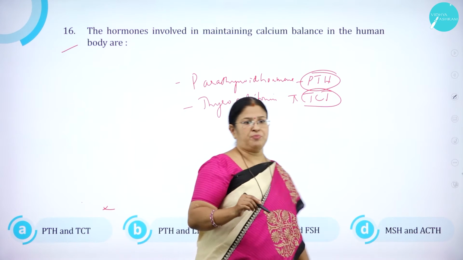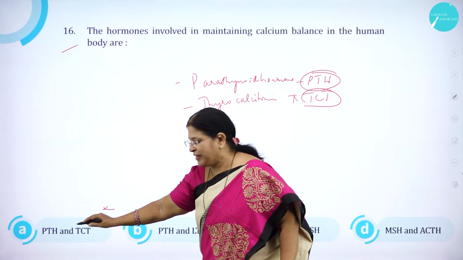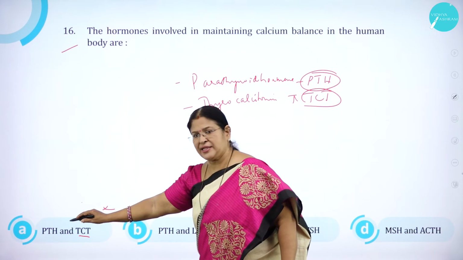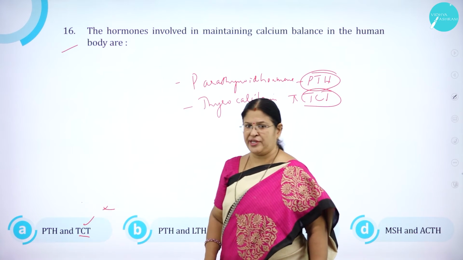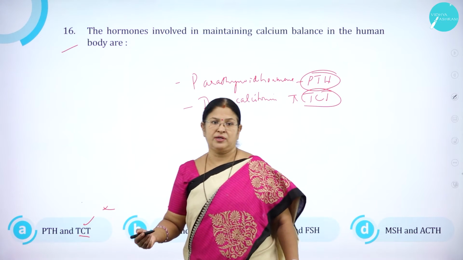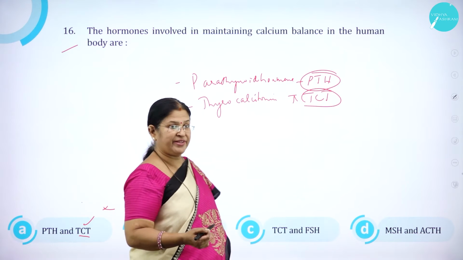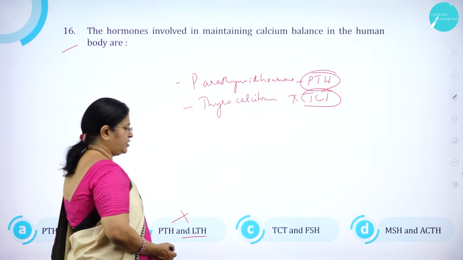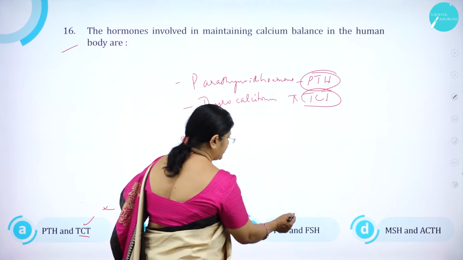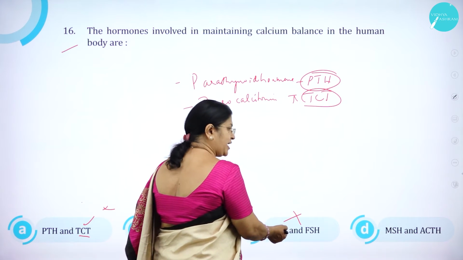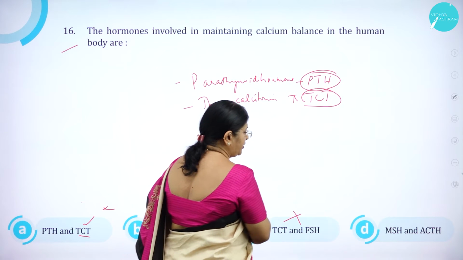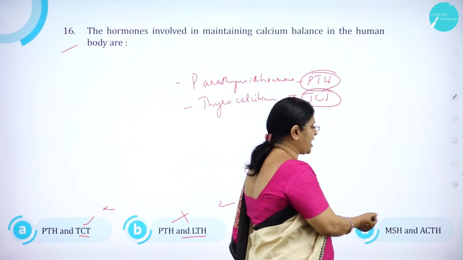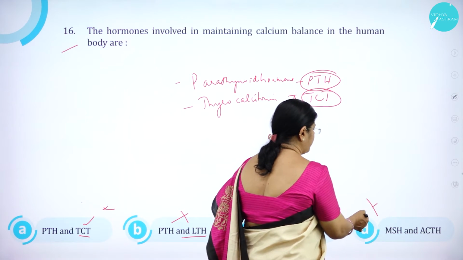So what are the options? PCT, PTH, that is parathormone, and TCT, correct. Parathyroid hormone and thyrocalcitonin, which is also called as what? Modified vitamin D3. Then parathyroid LTH, wrong. Then TCT and FSH, wrong. Follicle stimulating hormone and thyrocalcitonin. Luteinizing hormone is wrong. MSH, melanocyte stimulating hormone and adrenocorticotropic hormone, wrong.